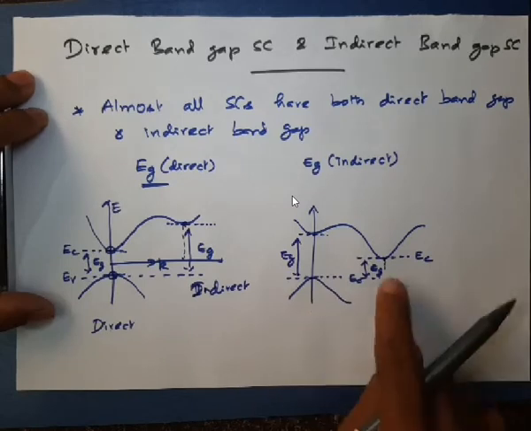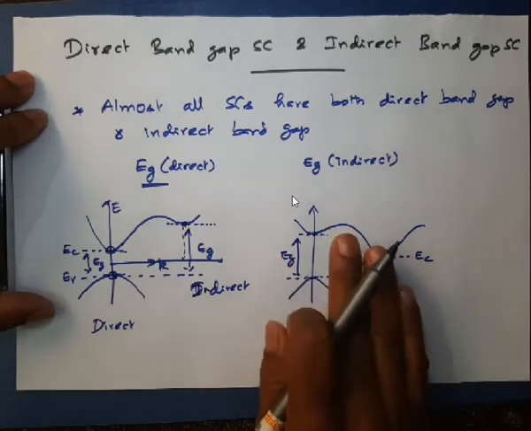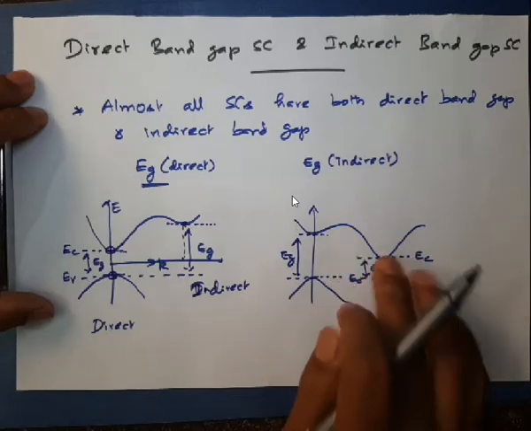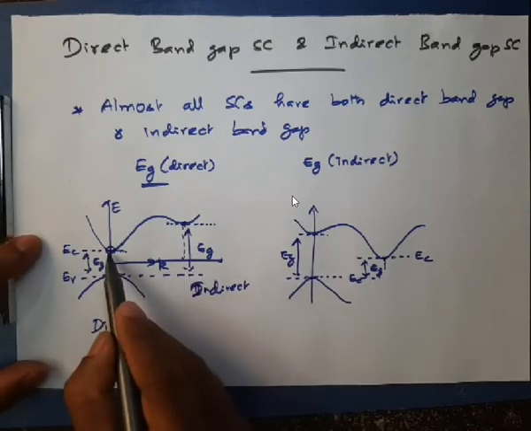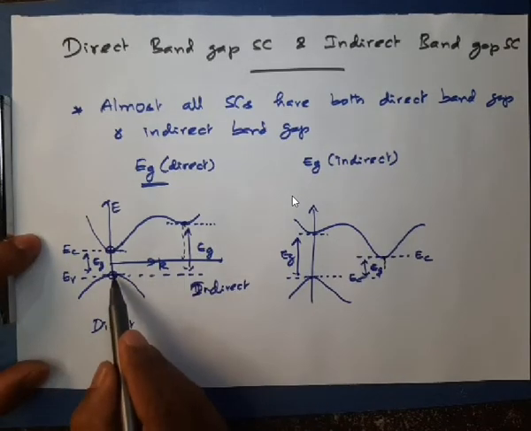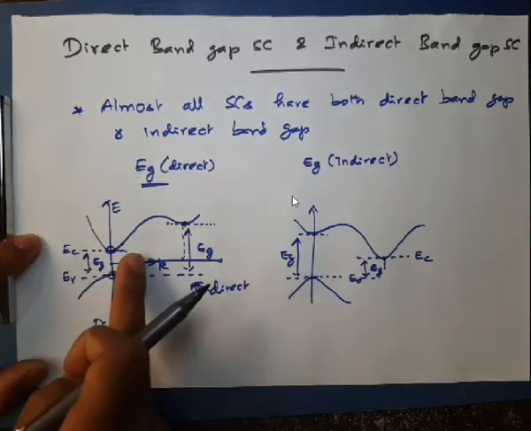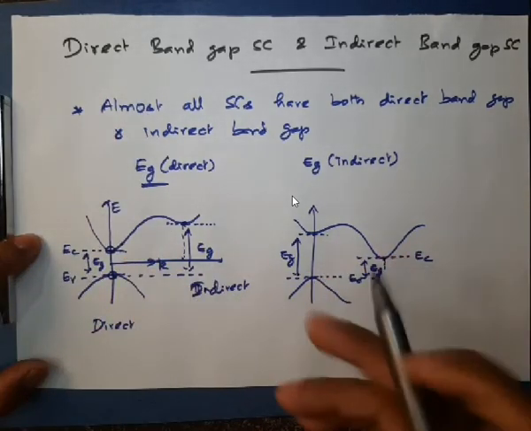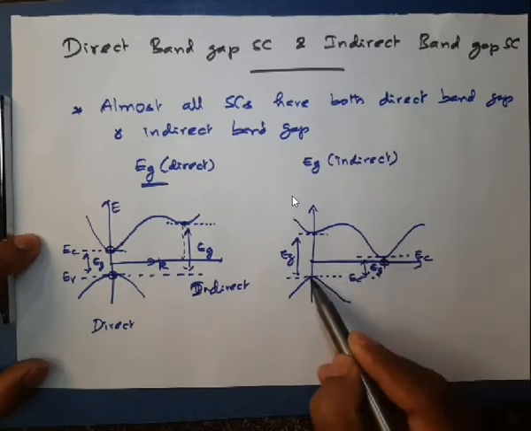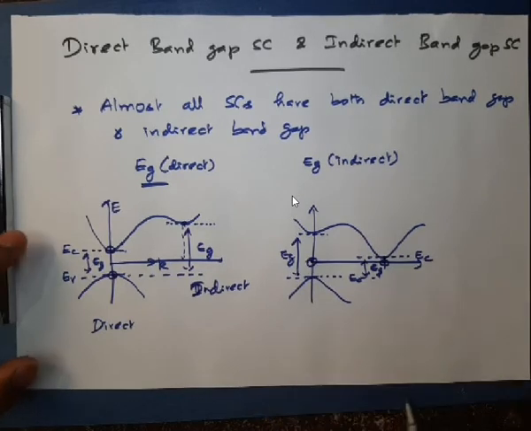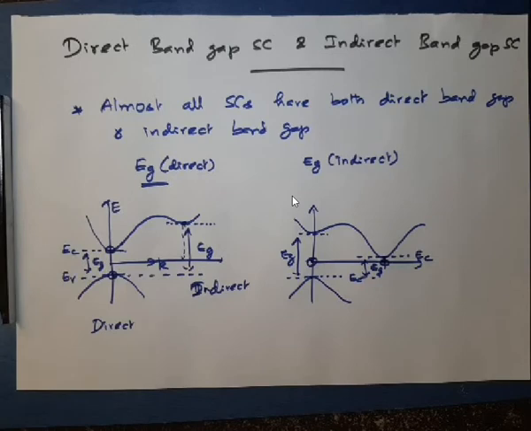Now in this material, the indirect band gap has a lower value compared to the direct. Therefore, this material is called an indirect band gap semiconductor. What you have to do is just see the bottom of the conduction band and the top of the valence band. If they exist at the same K value, it is direct. If they exist at different K values, this is the K axis, see, this is the K value for this band and this is the K value for this band. They are different. Therefore, this type of semiconductor is called an indirect band gap semiconductor.